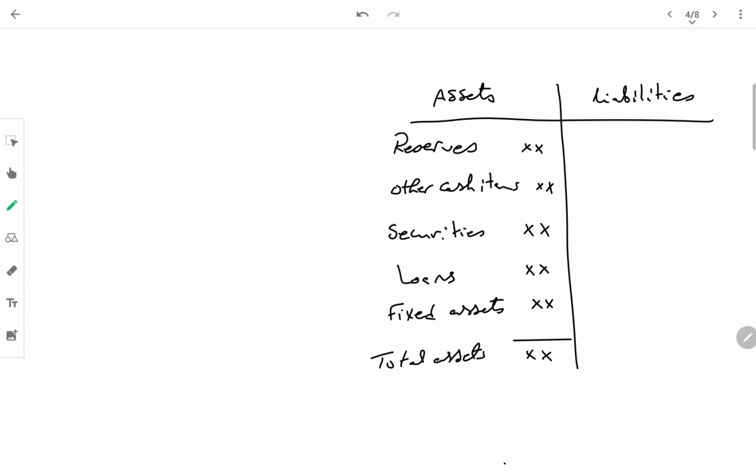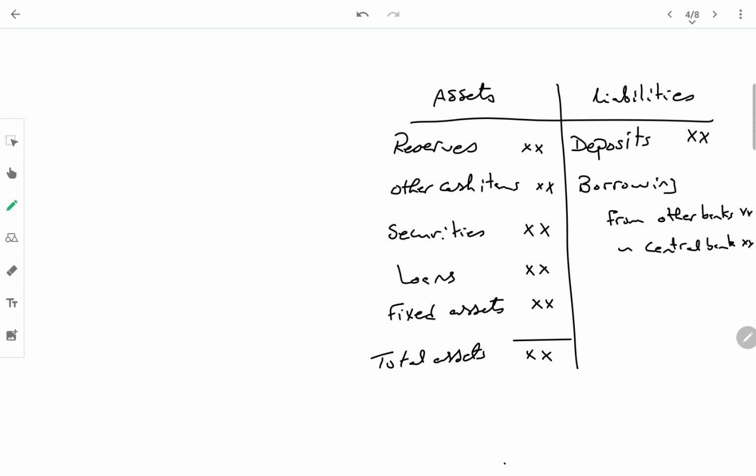With respect to the liabilities side, it includes deposits, borrowing, which can be divided into borrowing from other banks and borrowing from the central bank, and capital. And this is total liabilities.